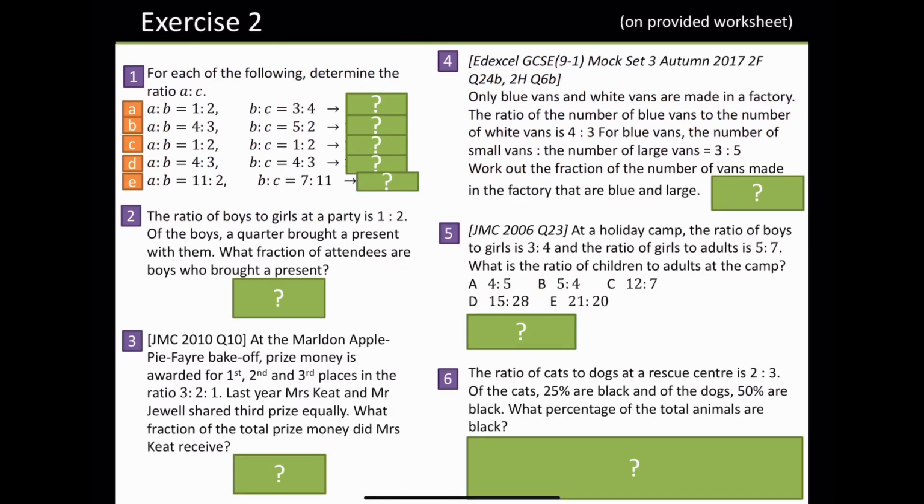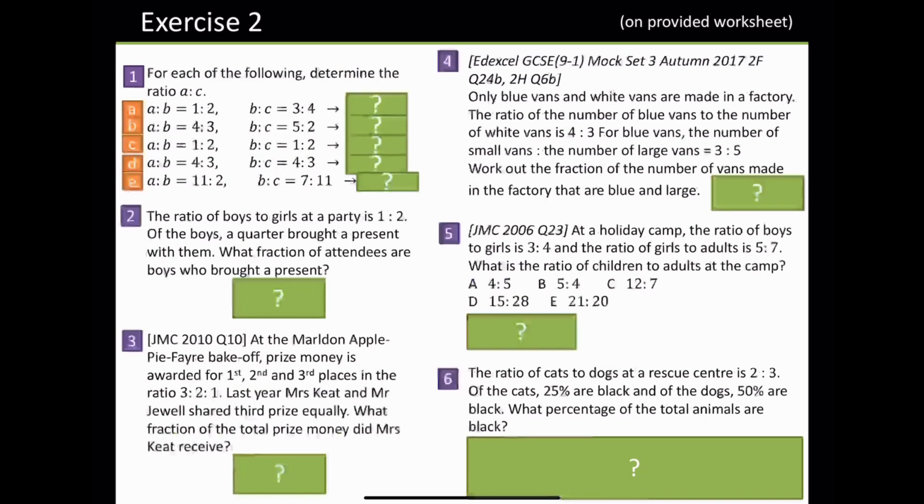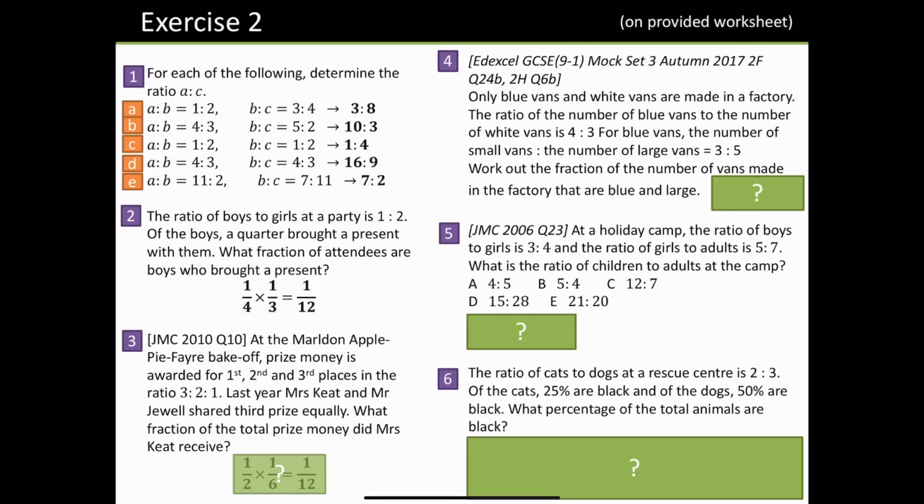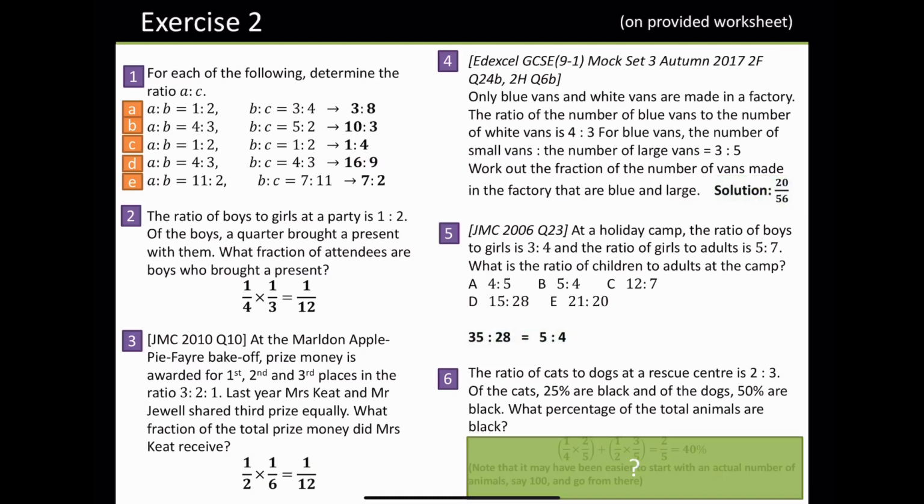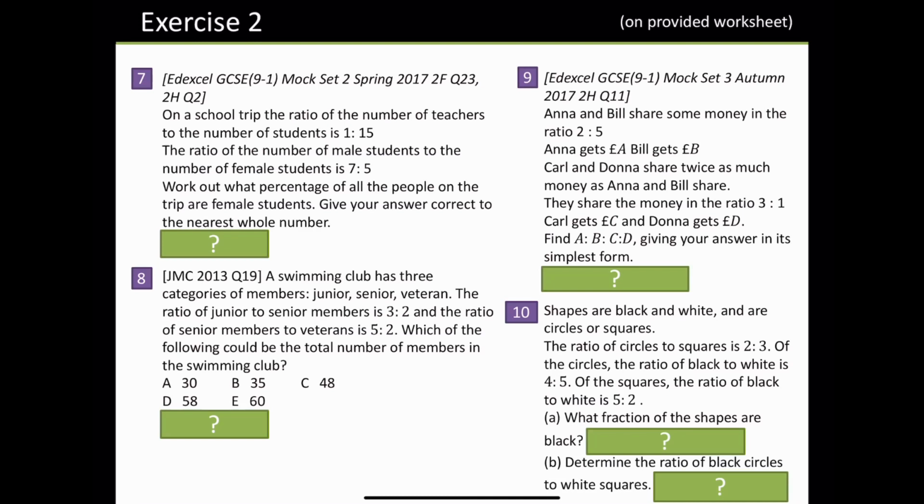I would like you to pause the video here and try the worksheet. They're the same questions, 1 to 10, please. And I'm going to go through the answers. Then questions 7 to 10.